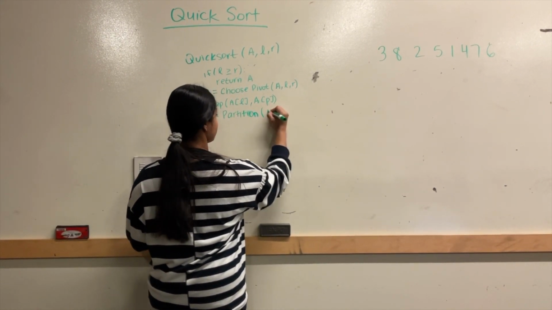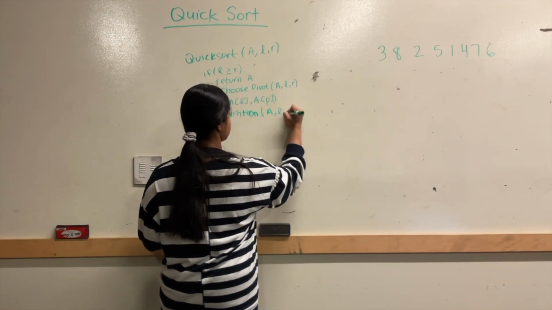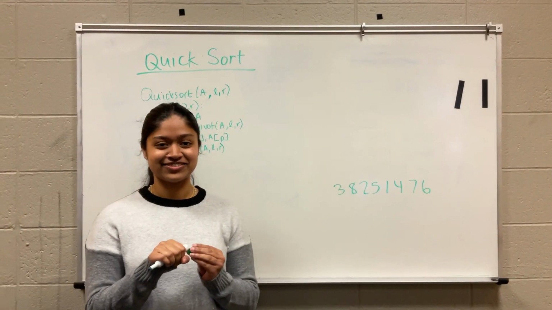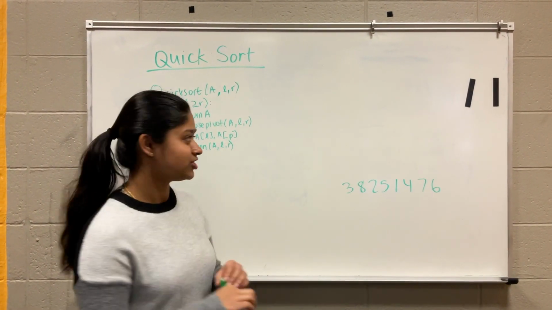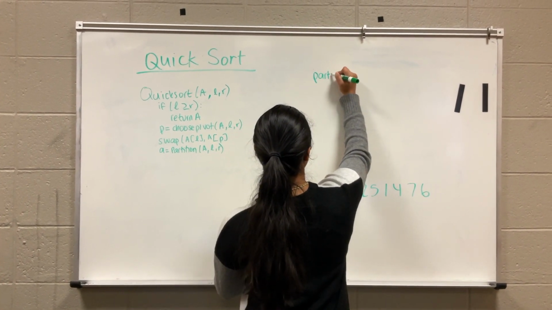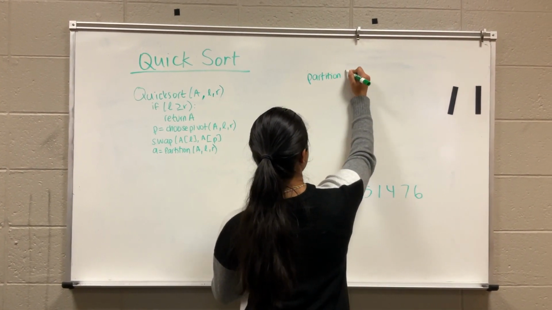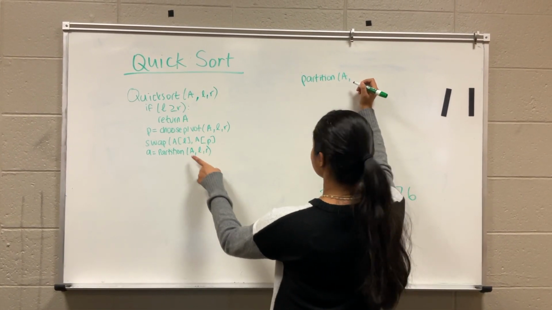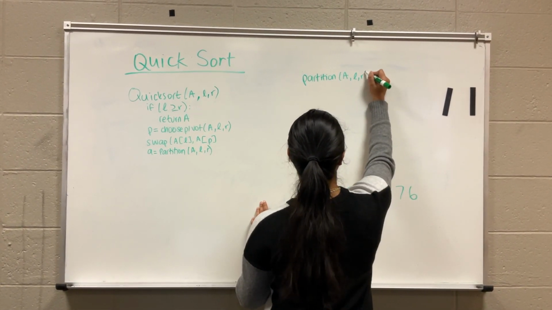And that's going to take as input our array and the leftmost and rightmost element. Okay, so now we're going to talk about our partition function. It takes as input the array A, which we had here, and the left and the rightmost elements.